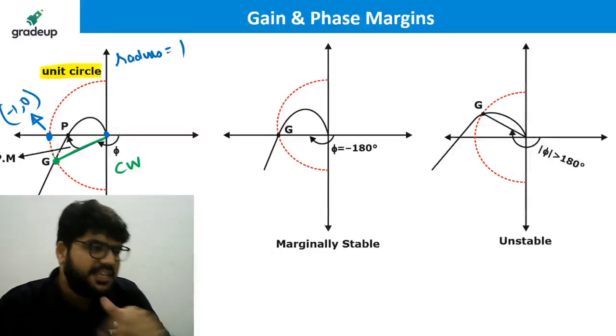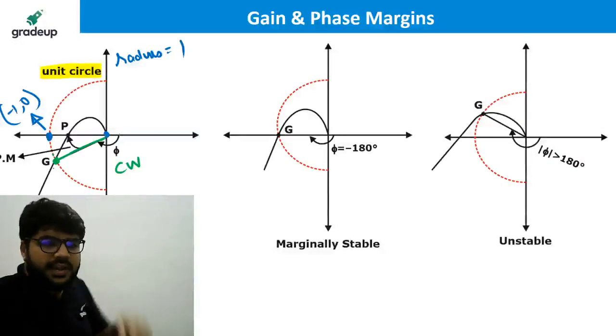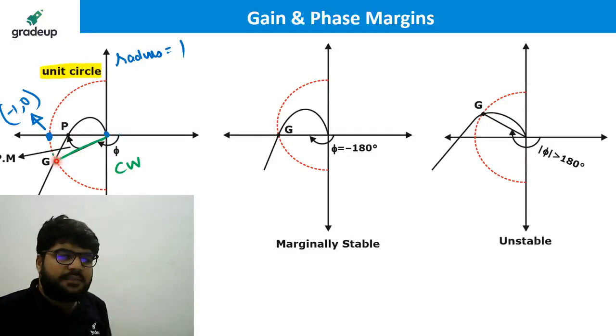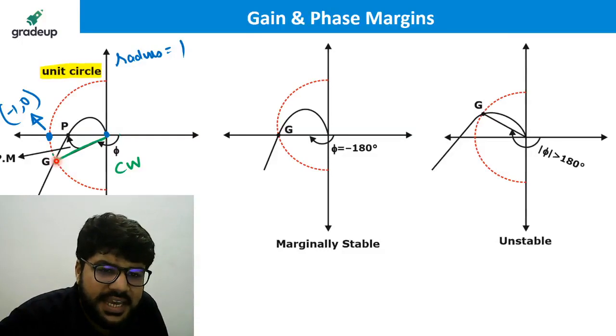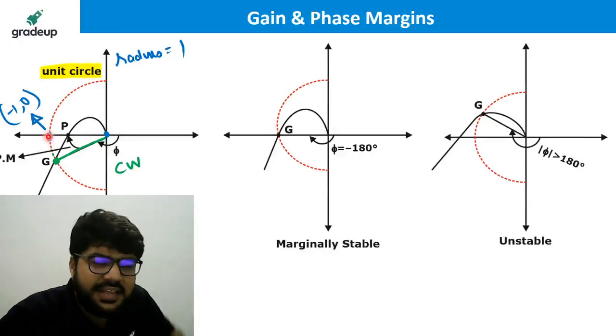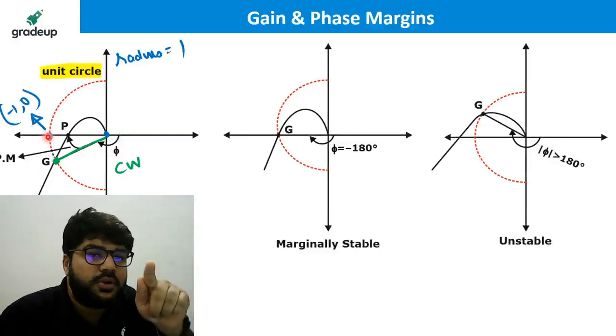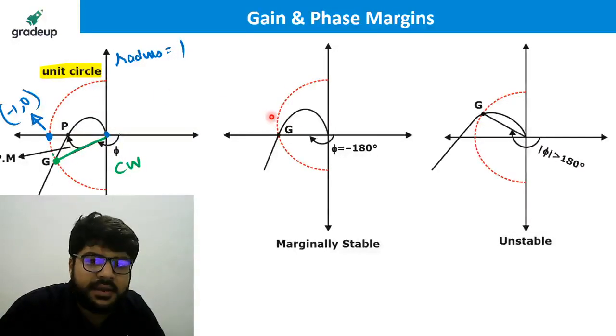Okay, I can make this point. Look at this. Changing the phase means rotating the point. Just follow my pointer. I am at the point G right now, and I am changing my phase in the clockwise direction, but only up to a certain limit. I am going to touch the point P. I am going to touch the -1, 0.